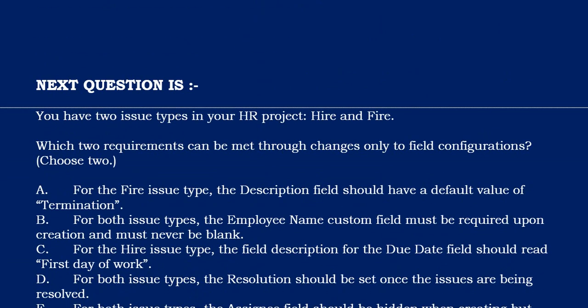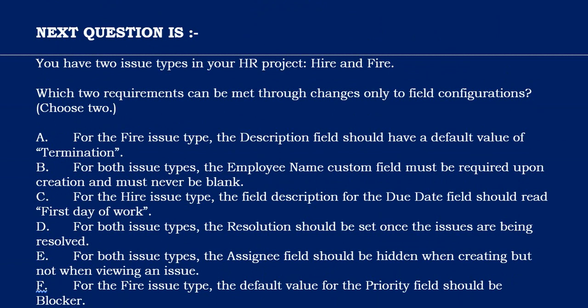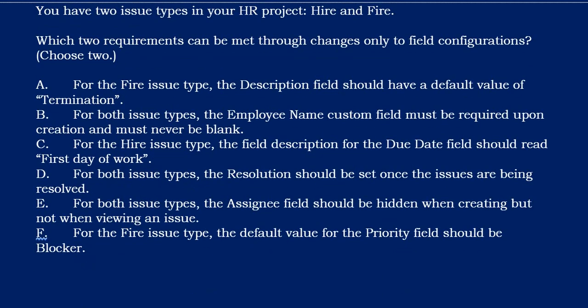Next one. You have two issue types in your HR project, hire and fire. Which two requirements can be met through changes only to field configurations? Option A. For the fire issue type, the description field should have a default value of termination. Option B. For both issue types, the employee name custom field must be required upon creation and must never be blank.